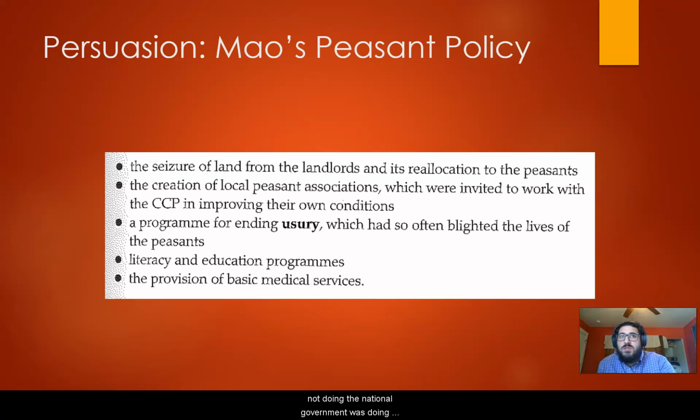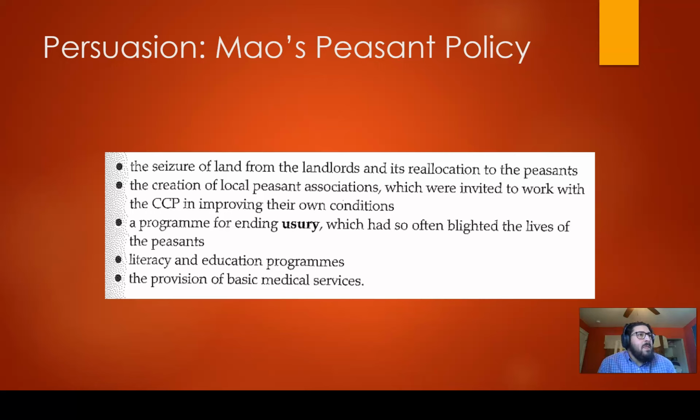The nationalist government was doing everything in their power to make life worse for the peasants because of the war that was occurring. And so the longer Mao was able to survive, the longer the CCP was able to grow, and more and more peasants joined him.